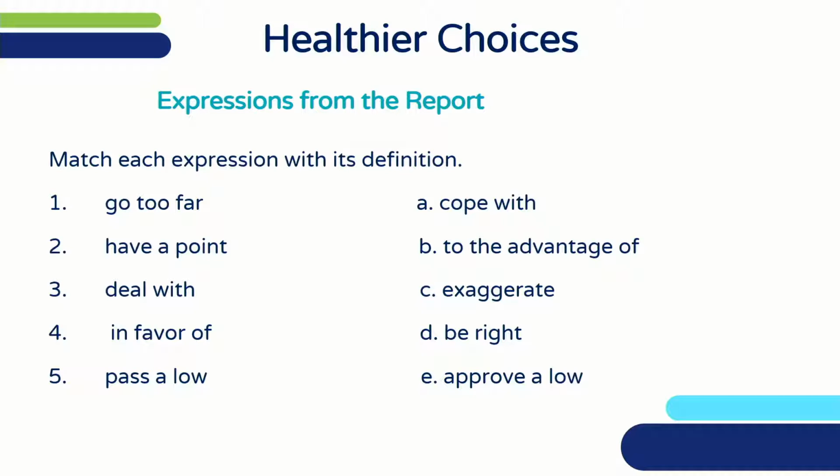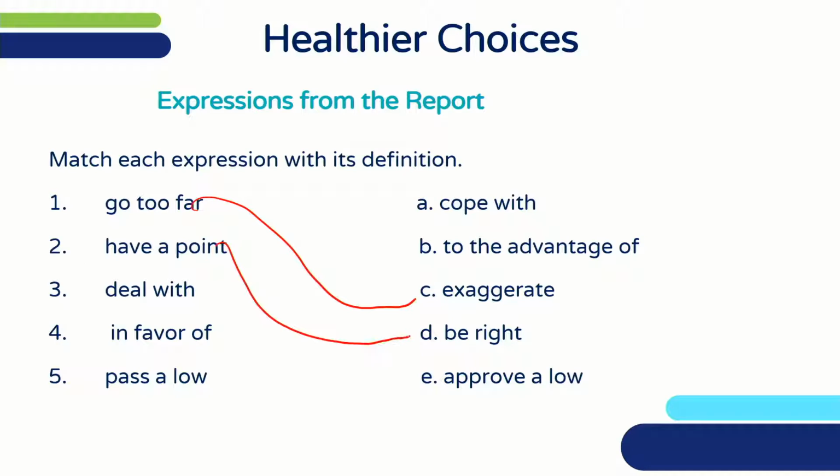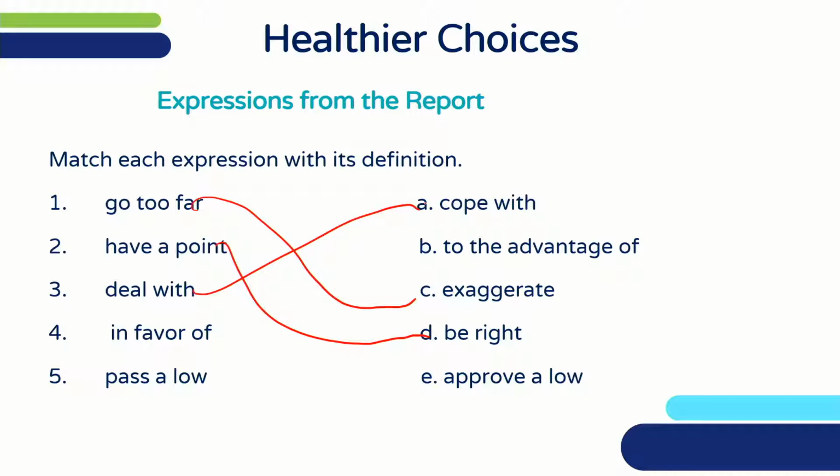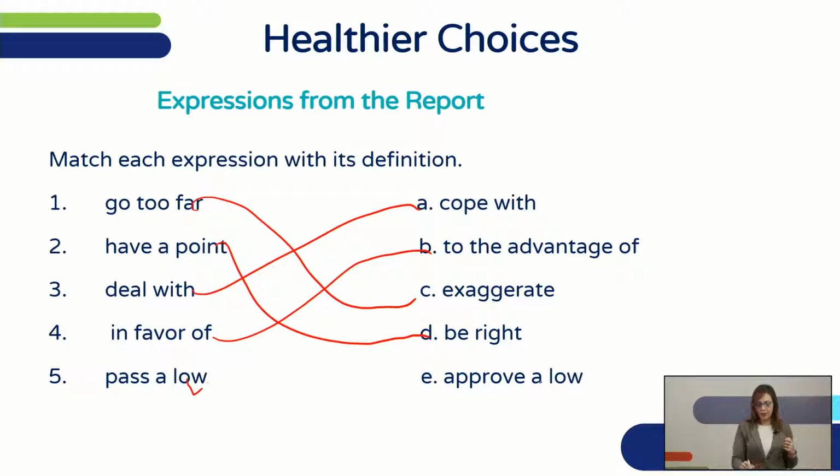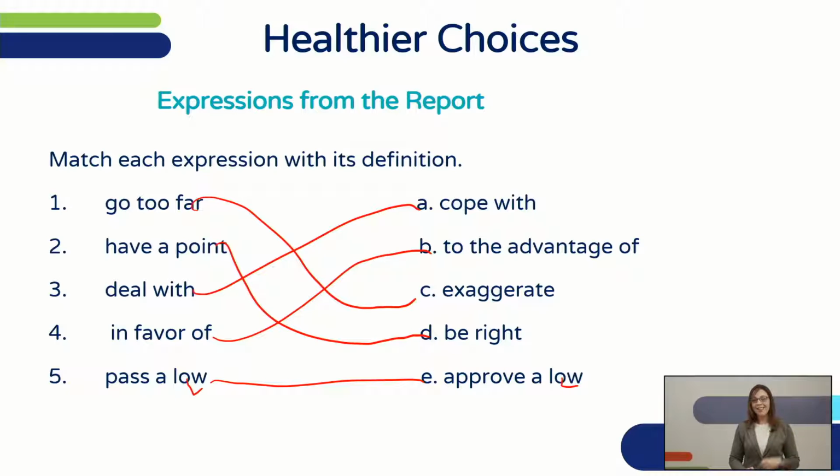Now, go too far. Yes, it is exaggerate. So go too far is exaggerate. Yes, you have a point. That means you are right. So have a point is be right. Deal with a problem, deal with a situation, deal with someone and deal with something is to cope with. You're right. And then in favor of, it is to the advantage of, benefit. And pass a law, that means to approve a law. It's an A, not O. We'll move on.